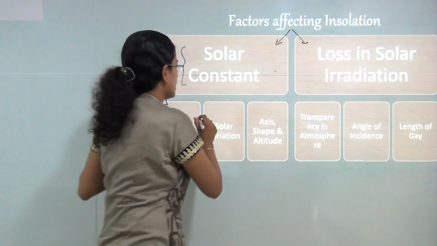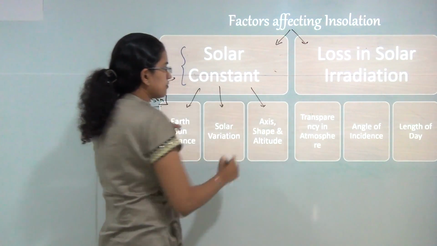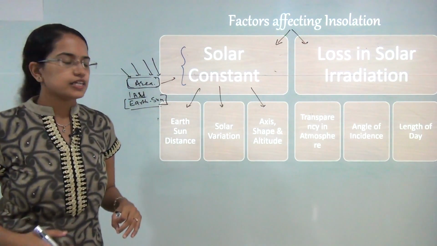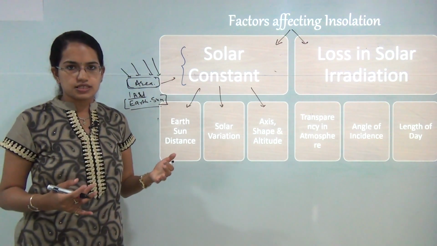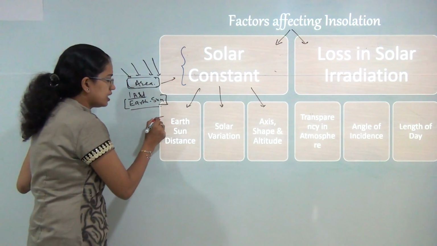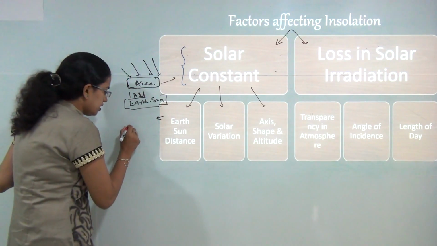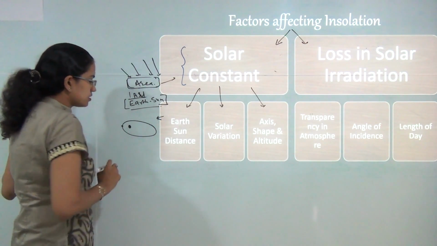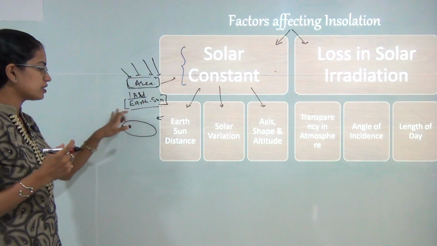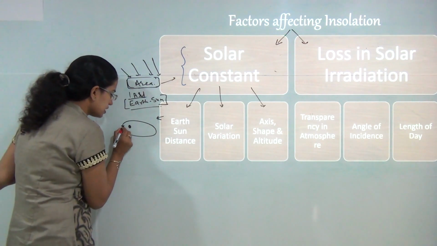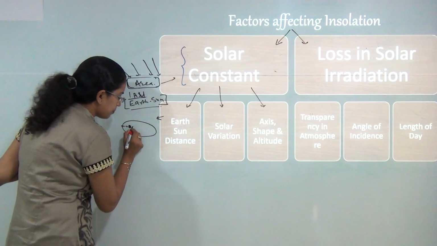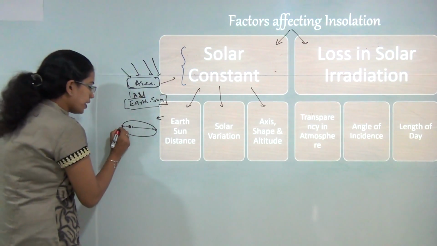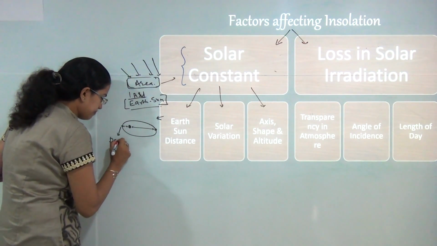If I further classify the solar constant, three factors affect it and eventually the insolation, or the amount of incoming radiation on the earth. First is the earth-sun distance. It is an important feature because you have the sun and this is the path of the earth. There is a point on the path of revolution where earth lies closest to the sun, and another point where earth lies at a maximum distance from the sun. The point where it is closest to the sun is known as perihelion.